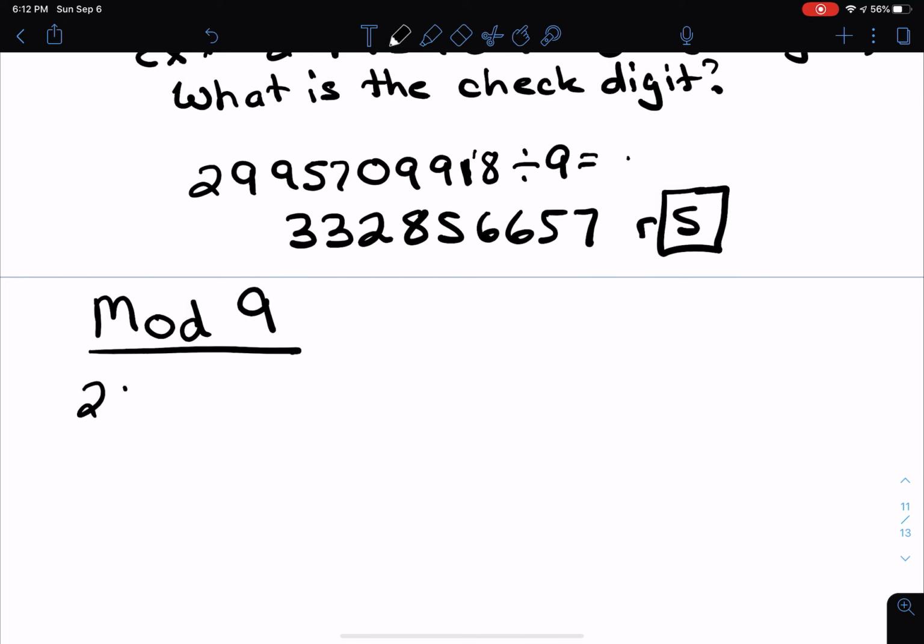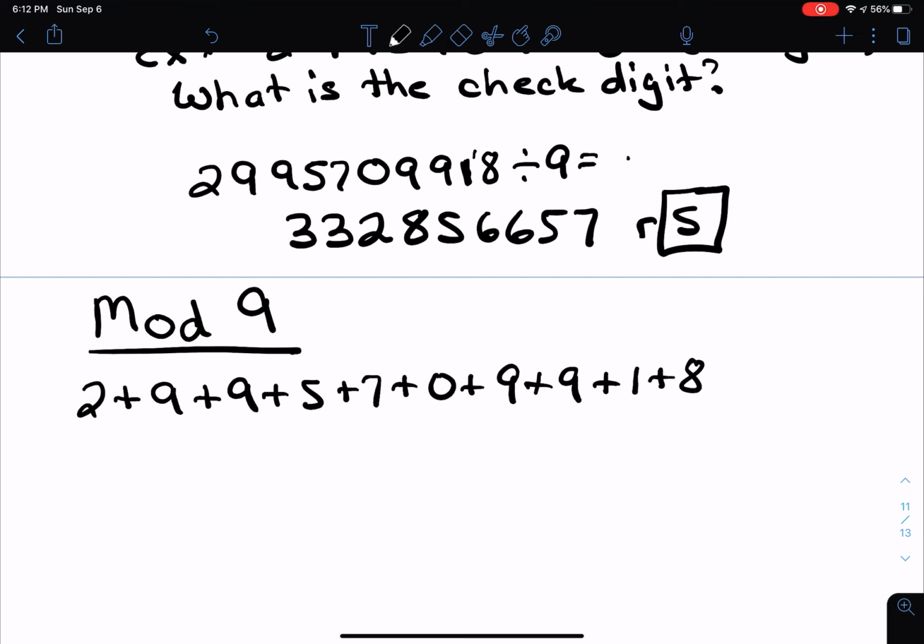Like, you can take 2 plus 9 plus 9 plus 5 plus 7 plus 0 plus 9 plus 9 plus 1 plus 8, and you can see what that total is and divide by 9. And then the remainder for that would be the same as the remainder for that original number. This works pretty well for 9s.